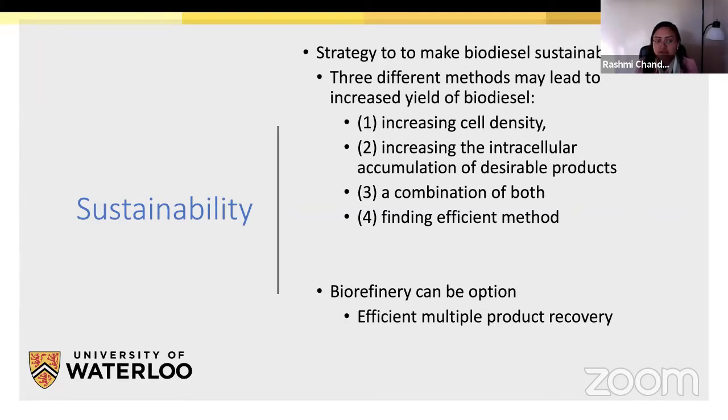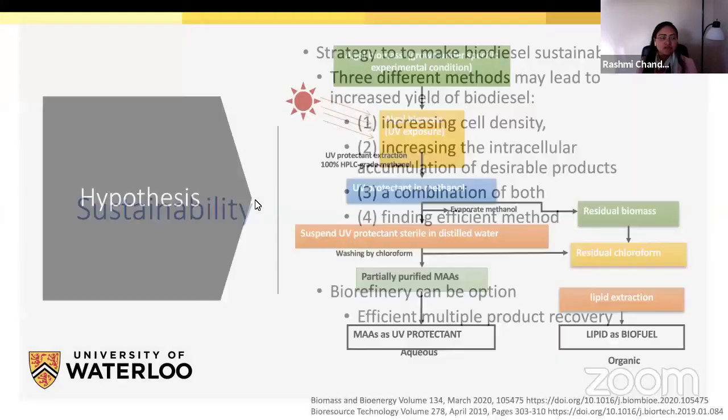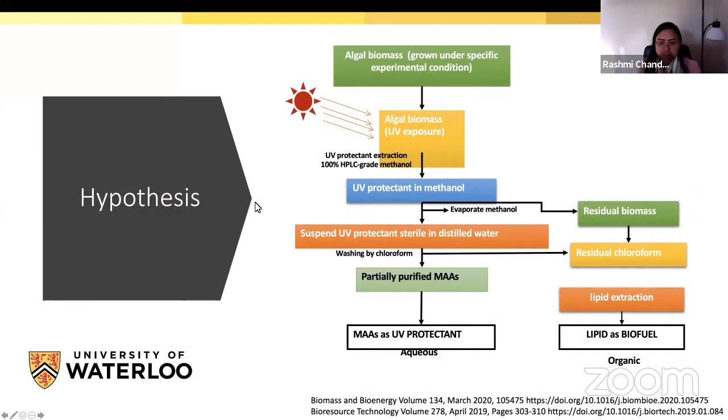So I will introduce one methodology which I worked on recently. Considering all these points, I will say biorefinery is one option where we can recover the products efficiently. So this is the first work I'm going to present, where I'm going to focus on production of MAAs, mycosporine-like amino acids, from microalgae along with biodiesel.